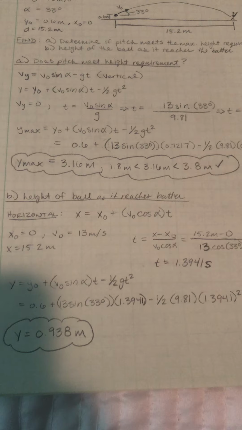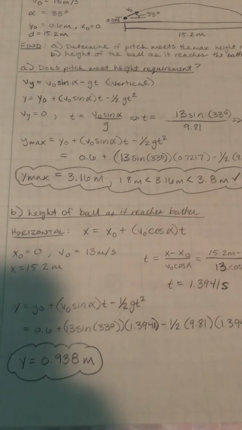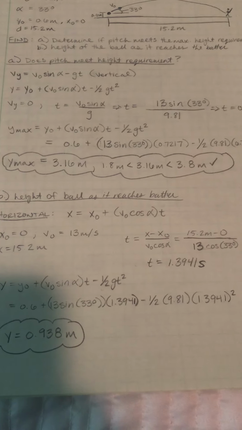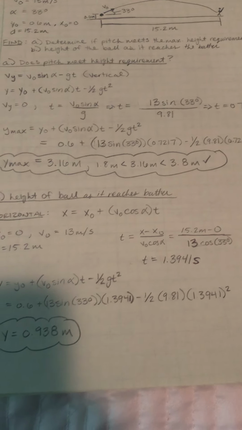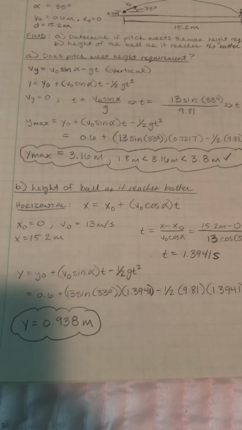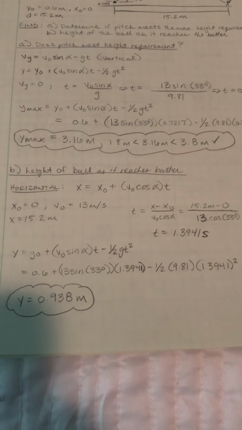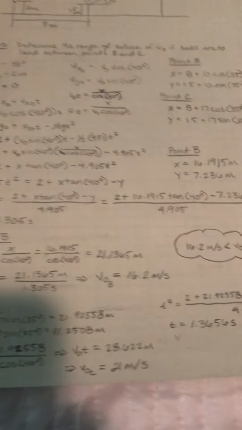To find the height of the ball as it reaches the batter, we use the function x equals x naught plus V naught cosine alpha times t. Once again, solving for t, we get 1.3941 seconds. Plugging this back into a similar equation, we get that the height of the ball is equal to 0.938 meters.